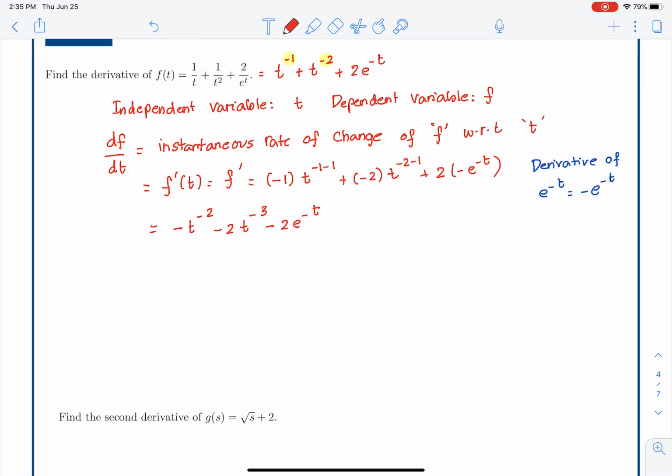We have a negative in common. If we pull that out, we have t raised negative 2 plus 2 times t raised negative 3 plus 2 times e raised negative t. You can leave the answer as is, but if you want to write it the way it was in the question, removing negativity, we can move things to the denominator. t raised negative 2 is 1 over t squared. 2 times t raised negative 3 is 2 over t cubed. Last one is 2 over e raised t.